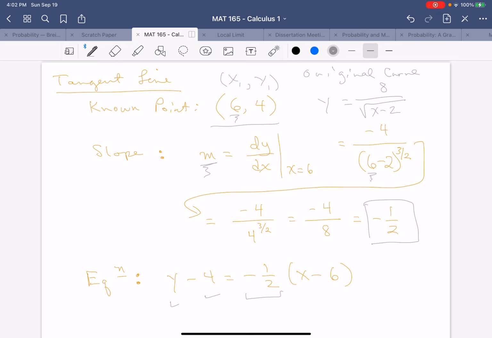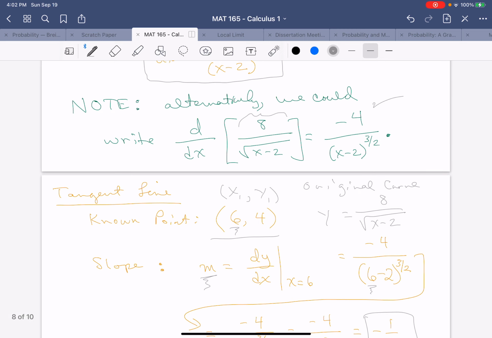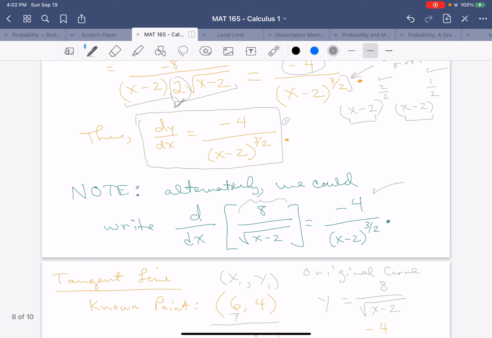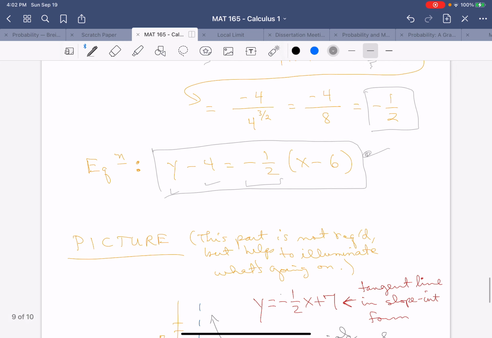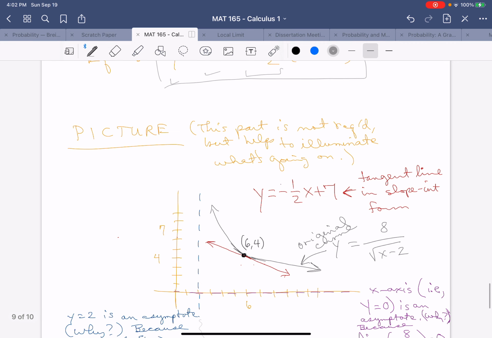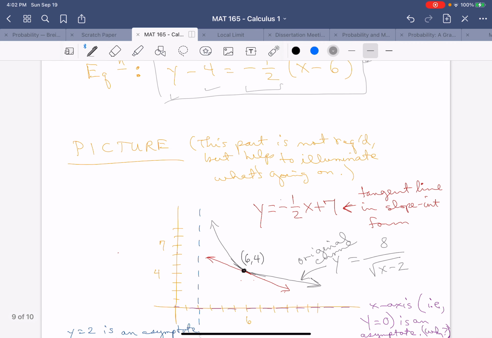And then lastly, if we want to look at a picture. Now on the test, if you work this problem, when you get to this equation, and you've also given me the derivative, so this part and this part, that answers the question. But just for your understanding and your edification, let's look at the picture and kind of see what's going on. So like I said, this part is not required.